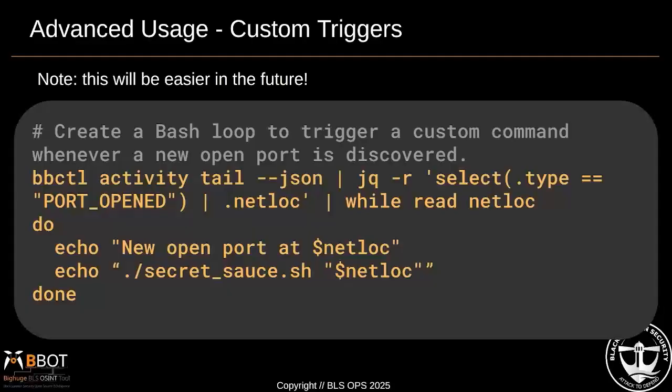So in this loop, we're tailing the activities, and whenever there's a new port that opens, we take the net location of that port, in other words the host and port part of it, and execute this secret sauce bash script against that. Secret sauce could be anything, typically something that's not already a BBOT module. If you want to run nuclei or a port scanner, it's much better to enable that in the BBOT scan so it can leverage the recursion. But if you have something that's not a BBOT module that you want to run, this is a good way to do it, and it'll kick that off as soon as that comes in.